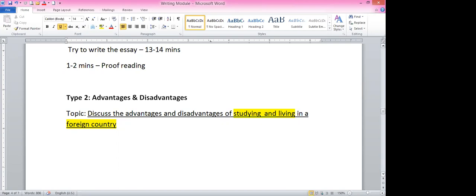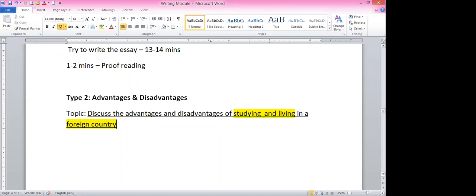Given the alternatives to advantages and disadvantages, it must not confuse you about which type of essay it is and which template you will follow. You should be able to make it out. Am I clear? Yes, ma'am. So once I know my topic, what is the next thing I have to do?